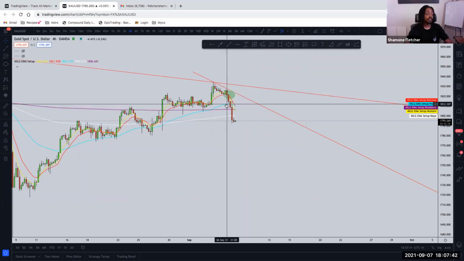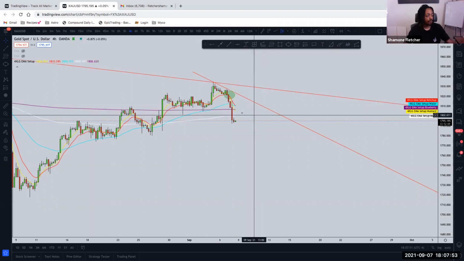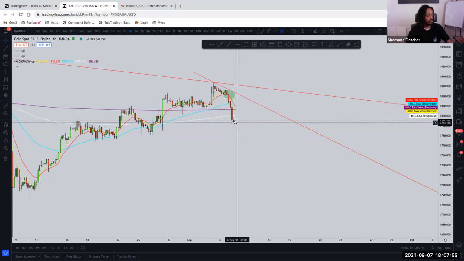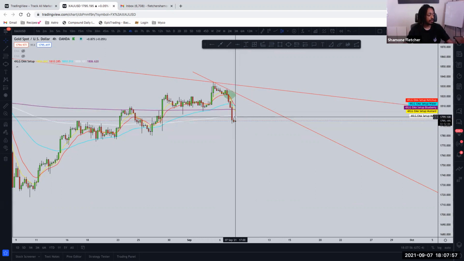We see that price is now below water, below the 50, because 50 and water are the same thing. If you guys do not know, 50 and water are the same exact thing. Below water. And what are we also below? What is Mayo again for us? What is Mayo?